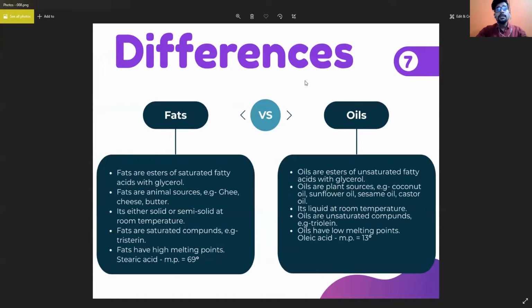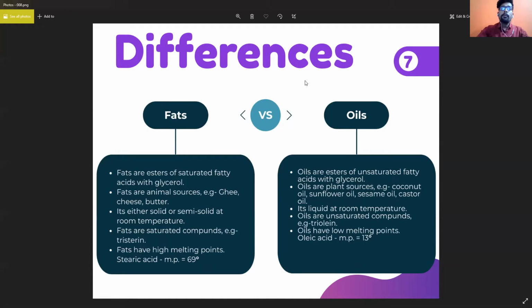Fats come from animal sources, for example ghee, cheese, butter, whereas oils come from plant sources, for example coconut oil, sunflower oil, sesame oil, castor oil. Fat is either solid or semi-solid at room temperature, and oil is liquid at room temperature, because fats and oils are not really different; the only difference is temperature. When we heat ghee, it melts and is converted to oil. So fat is solid or semi-solid at room temperature, and oil is liquid at room temperature.